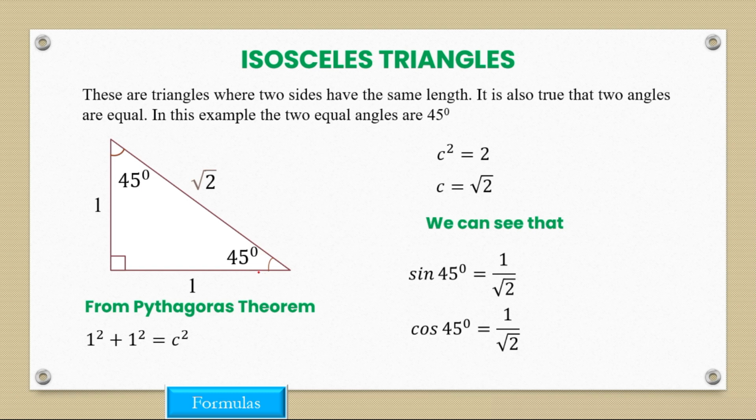And how did we get that? Remember, cos is adjacent over hypotenuse, and the adjacent right here is 1 and the hypotenuse is root 2. So it's actually the same thing. So sine 45 and cos 45 are exactly identical.